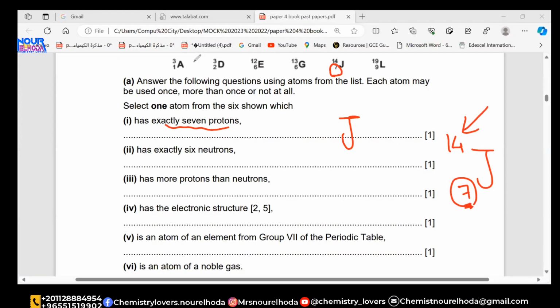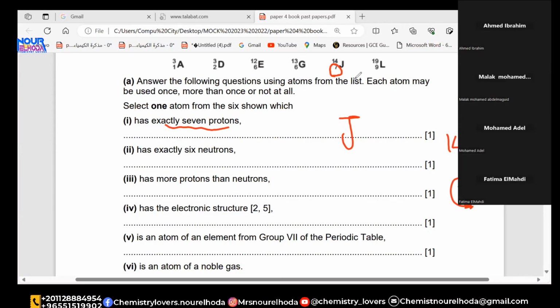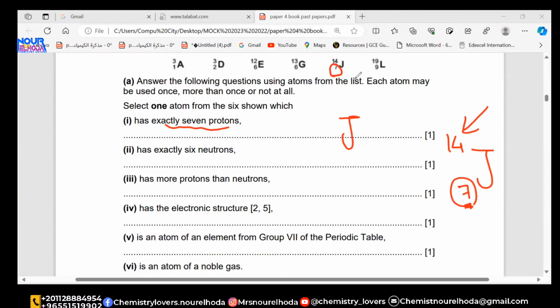What do you think? E. Let's see E. Guys, please mute yourselves, because instead of me stopping all the time to mute someone, it's better if you mute.